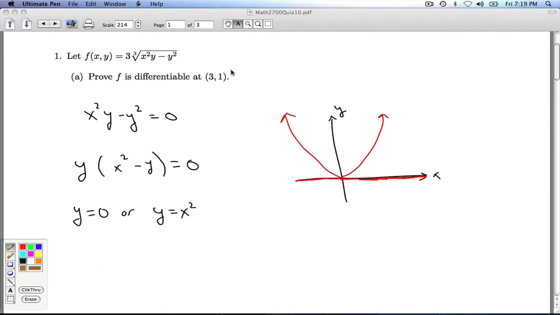But we're looking at the point 3, 1. So where is the point 3, 1? 3, 1 is right about there. Can you find an open disk around 3, 1 where everything's happy? Sure. There's lots of open disks that'll fit the bill. So we invoke that theorem. There's an open disk around the point 3, 1 on which fx and fy are both happy. And therefore we can conclude f is differentiable at 3, 1. And that'll do it for part A.